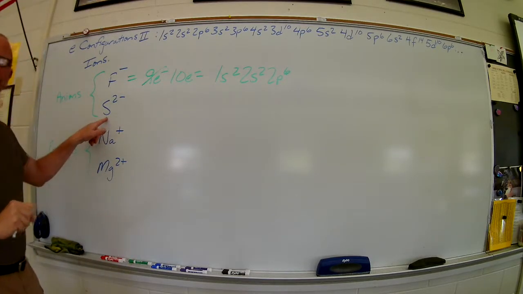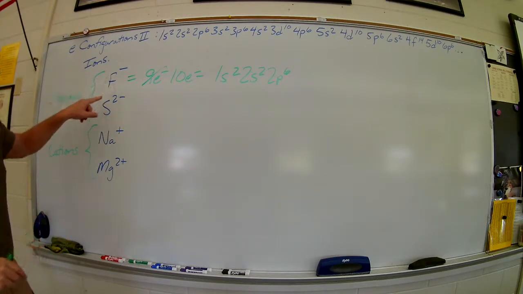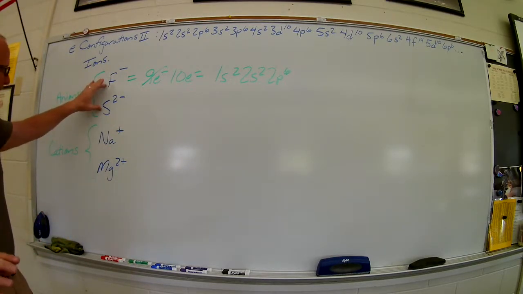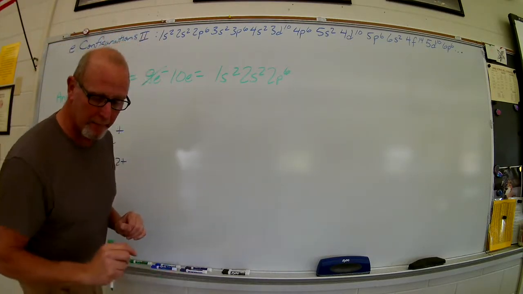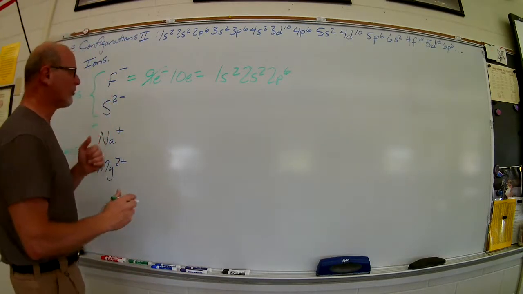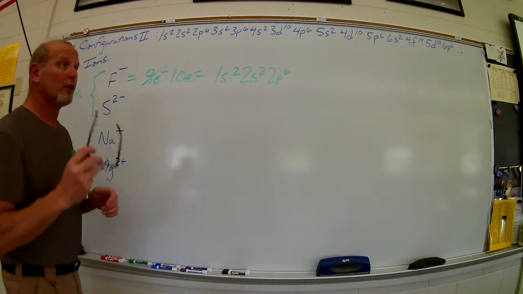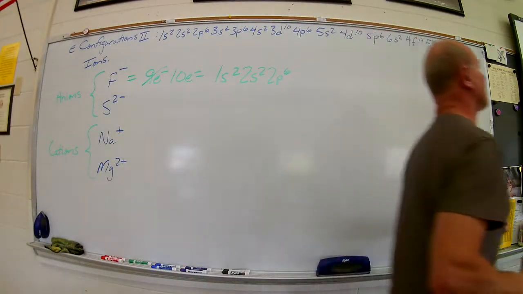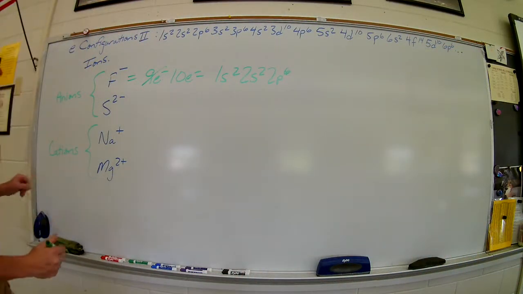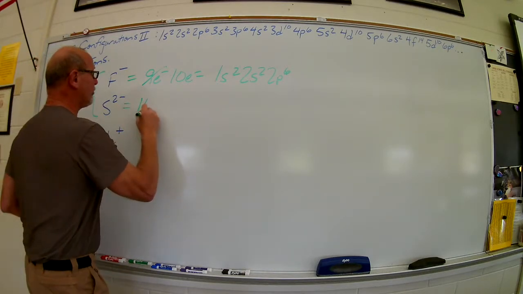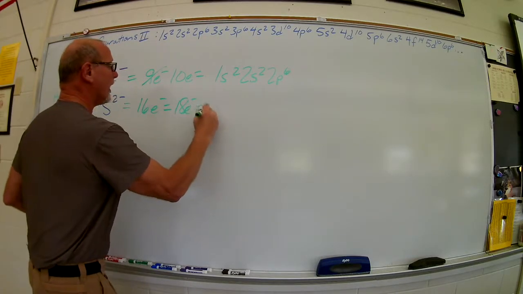What about our sulfide? These are negative ions. If they're monatomic by themselves, they end in -ide. Doesn't matter whether it's -1 or -2. But as I look at sulfur, S2 minus, it should have 16 electrons in a neutral atom here. I'm going to add 2 electrons to that because it's negative. That's going to mean 18 electrons.